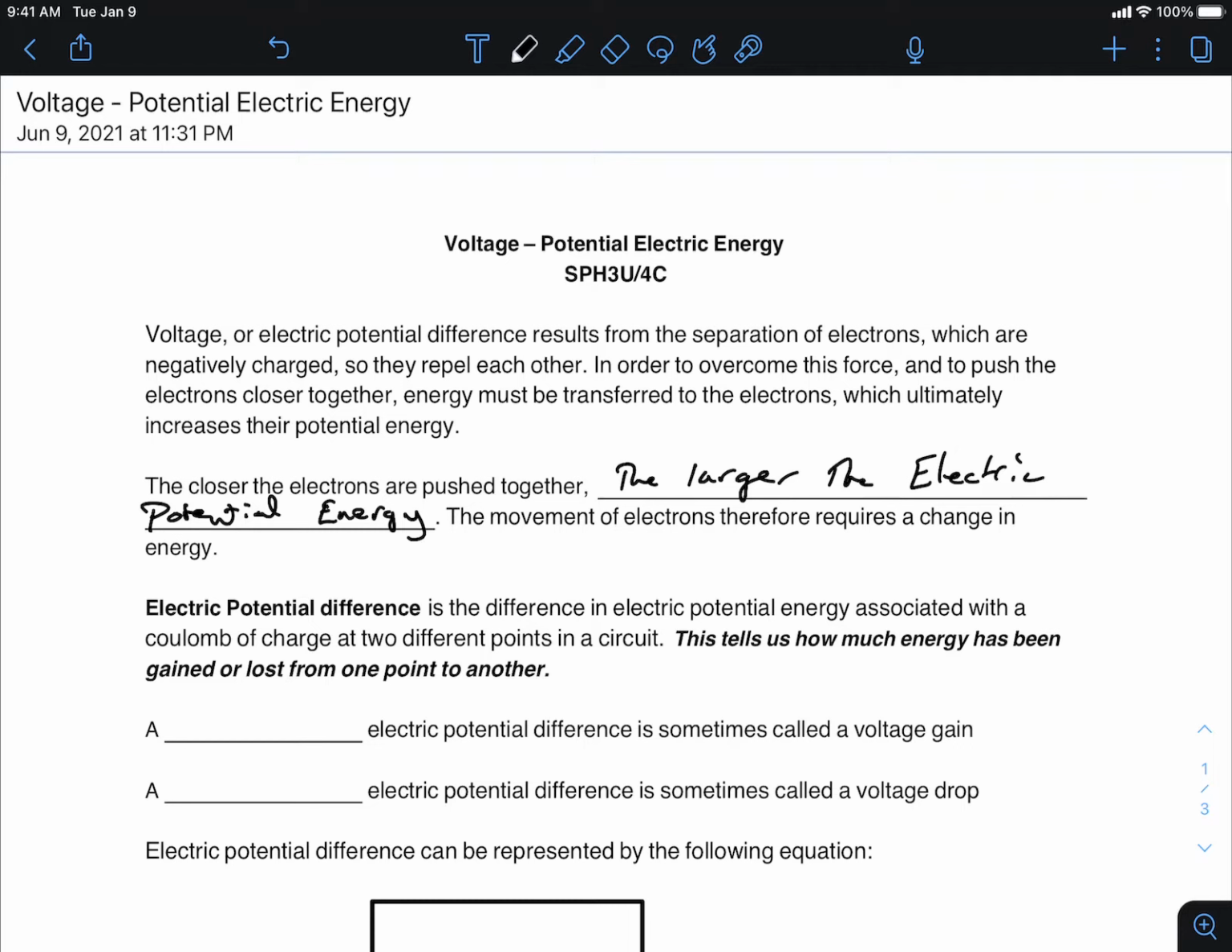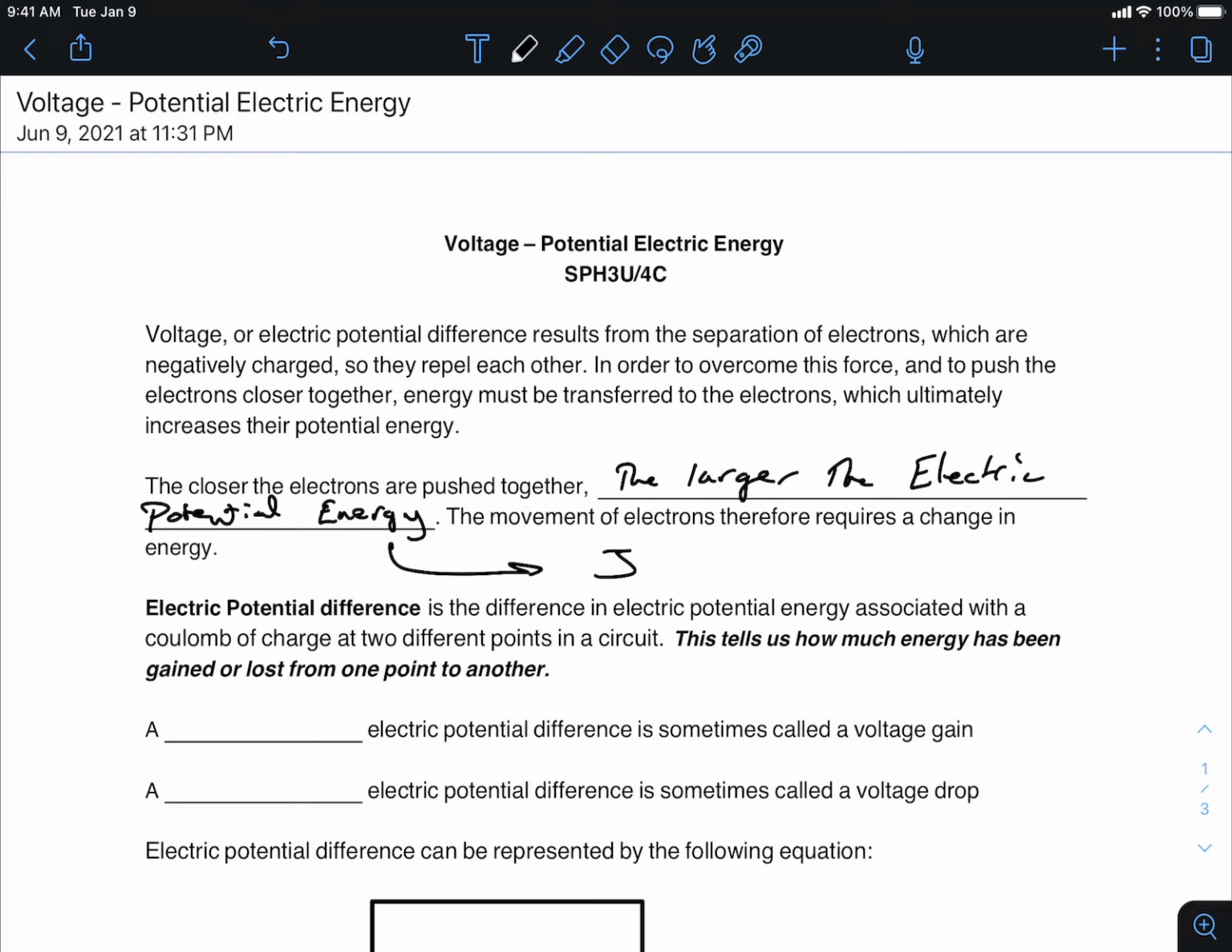And so if we're using the word energy so much, we better expect to see somewhere along here, as you guys have seen, whether it was kinetic energy or gravitational potential, this is electric potential energy, all of which have units of joules. You better see a joule somewhere in here, because we're talking about energy. So this talks about how much energy has been gained or lost from one point to another across a circuit, which could happen in any number of ways.